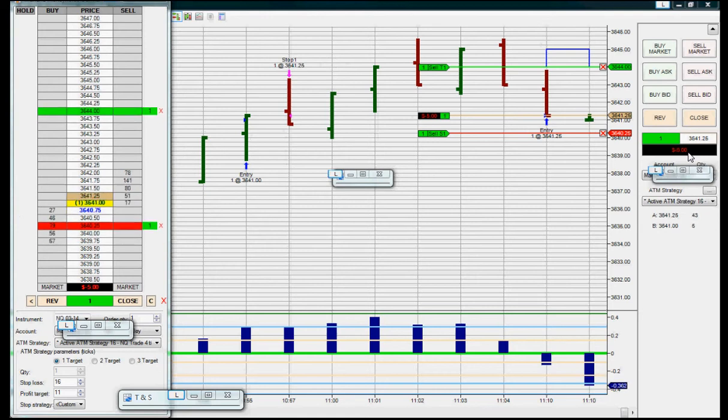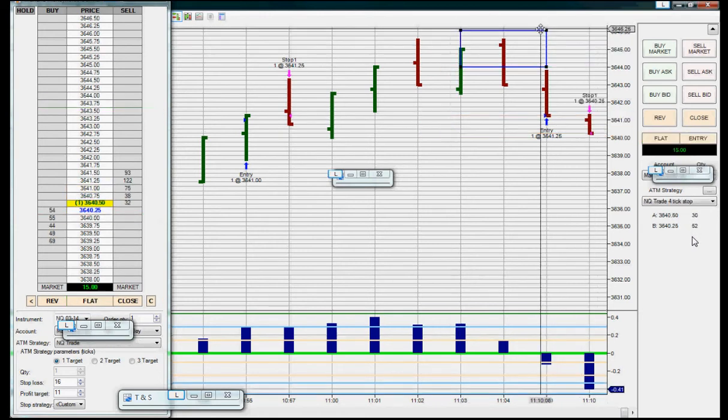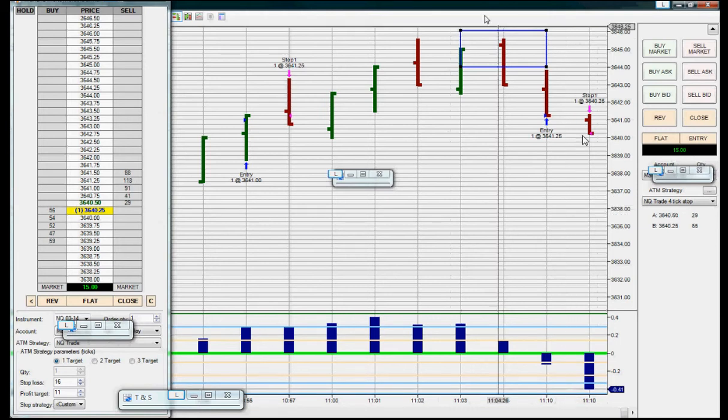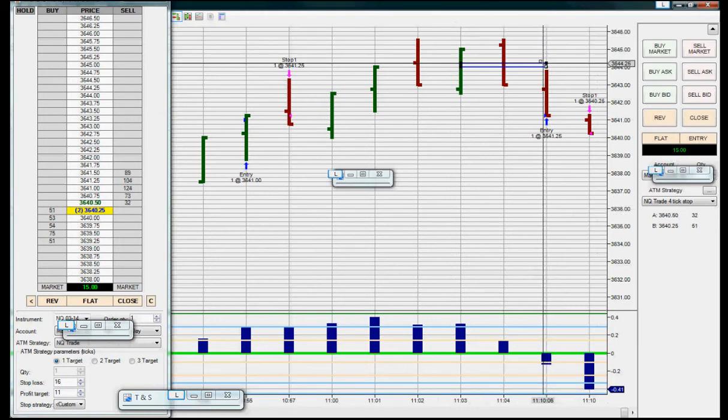So I'm in it. And I think I get stopped out on this one. Yep. So I got stopped out, lost $20 minus the $5 commission. I'm gonna find the next trade.